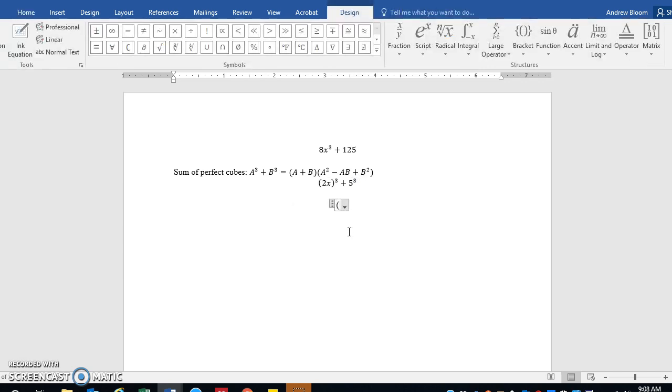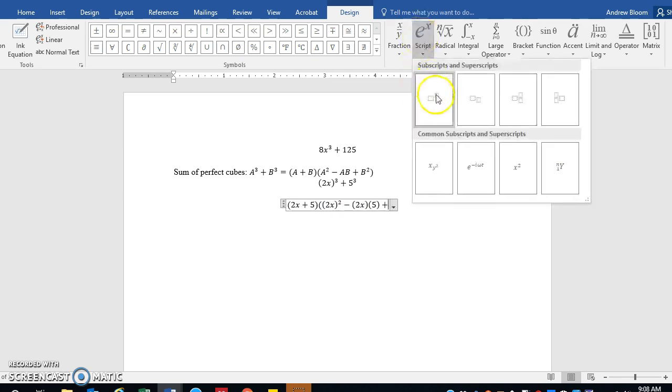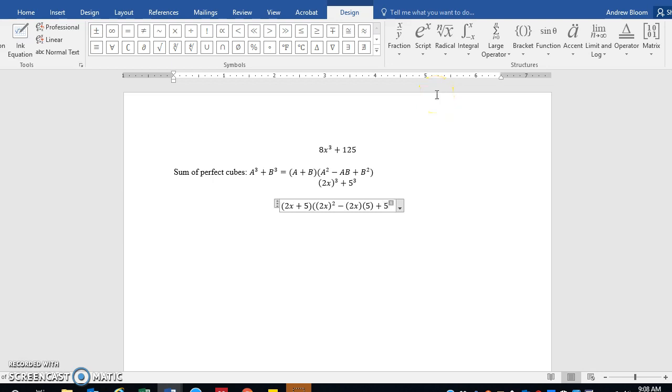In this case, a is everything that was cubed to make our first term. So it is 2x. And b is everything that was cubed to make our second term. So it is 5. A squared then is (2x) squared minus 2x times 5 plus 5 squared.